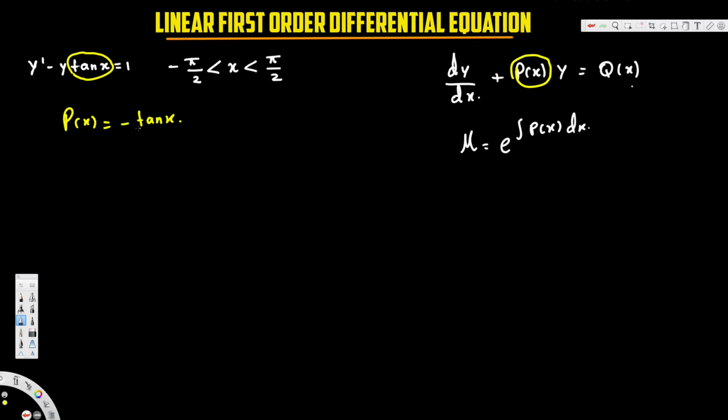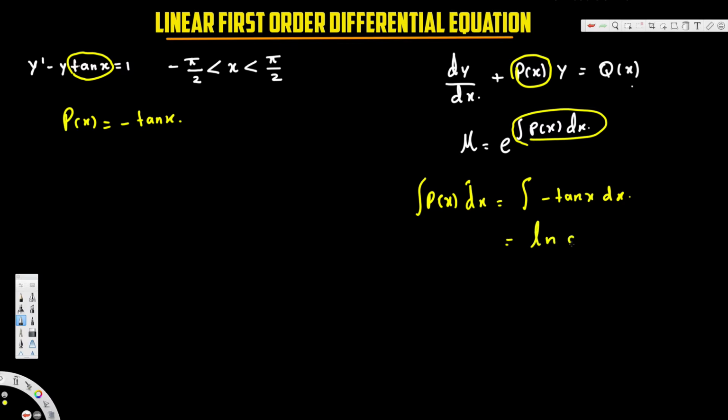Now we have to find out the integrating factor using this p of x. Let's do the integration alone, this part alone first, then plug it in e. That's equal to the integration of negative tan x dx. If you integrate negative tan x, that's going to give you the absolute value of ln cos x.